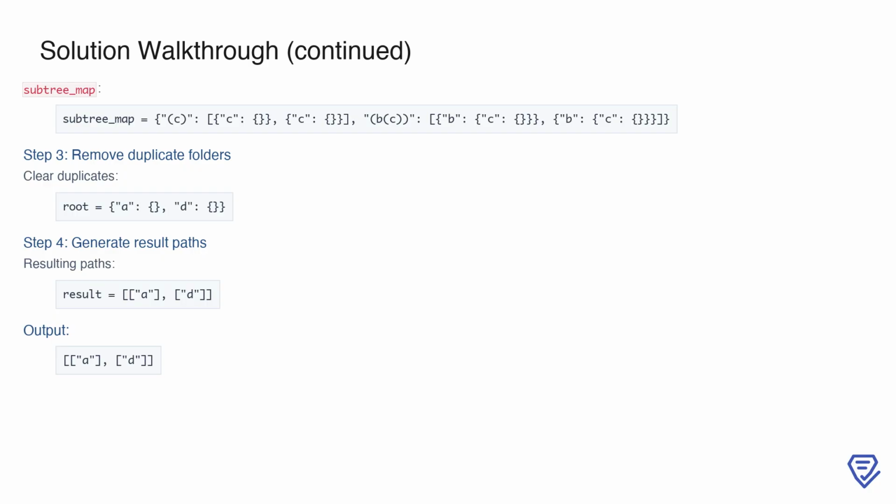Using the collect_paths function, we traverse this clean tree to generate the output paths, A, D. This result reflects the unique folder structure, with all duplicate subtrees removed.